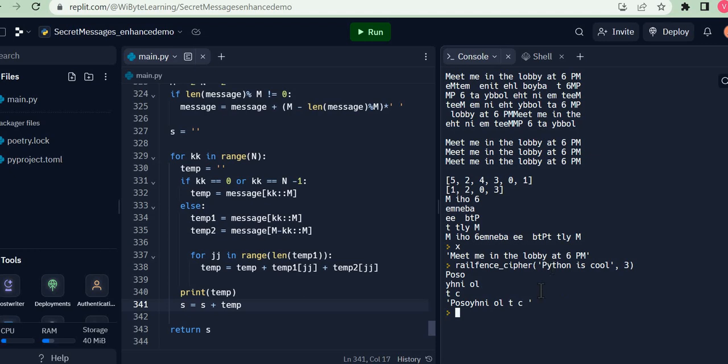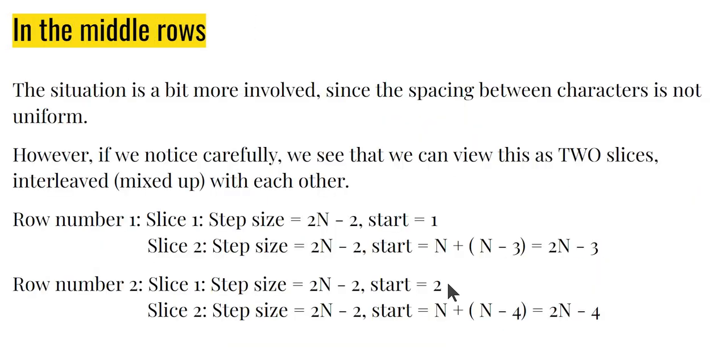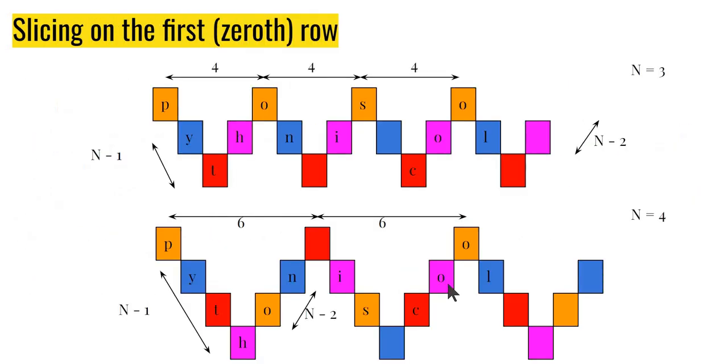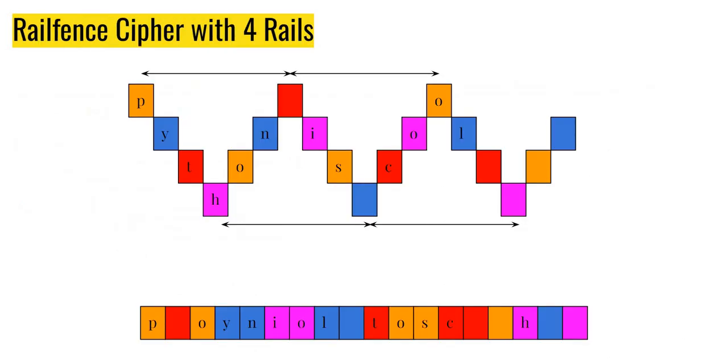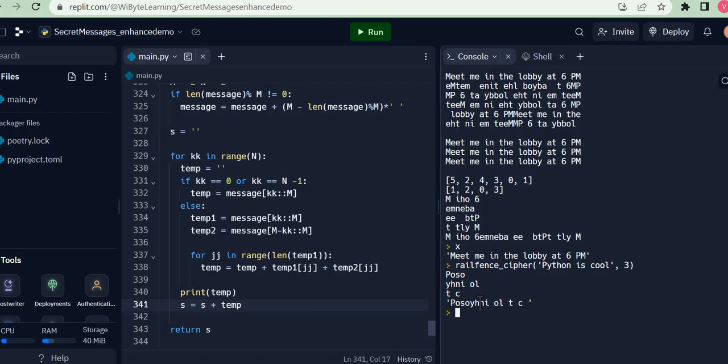Now, just to make sure everything is correct, if I go back to my example here on the description that I first started with, this is exactly what I'm getting, right? So POSO, making sense? I'm going steps of 4 here, because it's 2 times n minus 2, and this is exactly what I get.